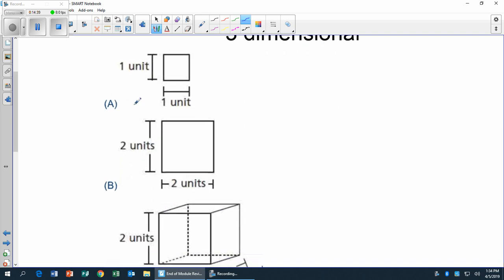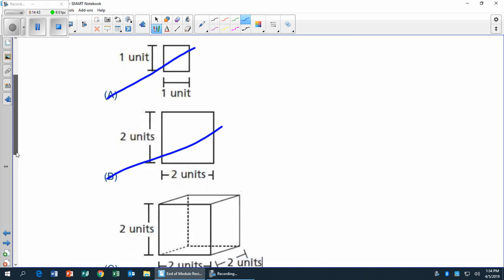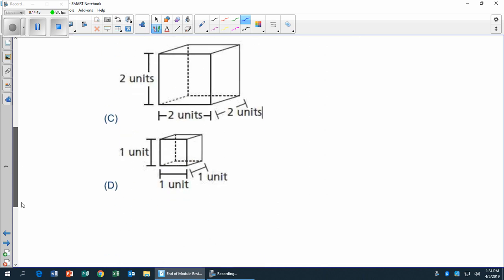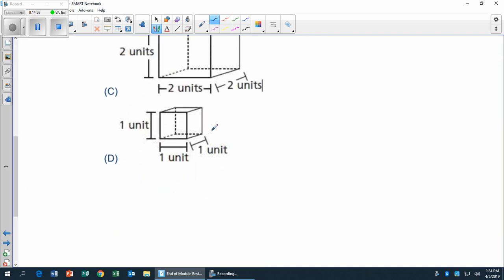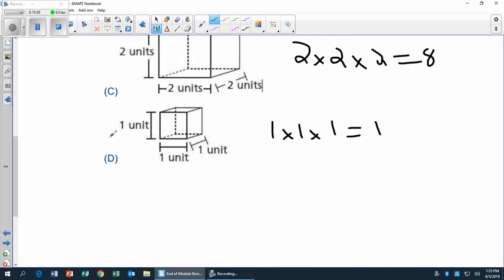So when I go down here, that is a square, that's a square. These two are cubes. So now we have to figure it out. We want the volume of 1 cubic unit. The volume of 1 cubic unit would be this, because it would be 1 times 1 times 1, which equals 1, as opposed to this one, which would be 2 times 2 times 2, which would be 8. So my answer would be D.